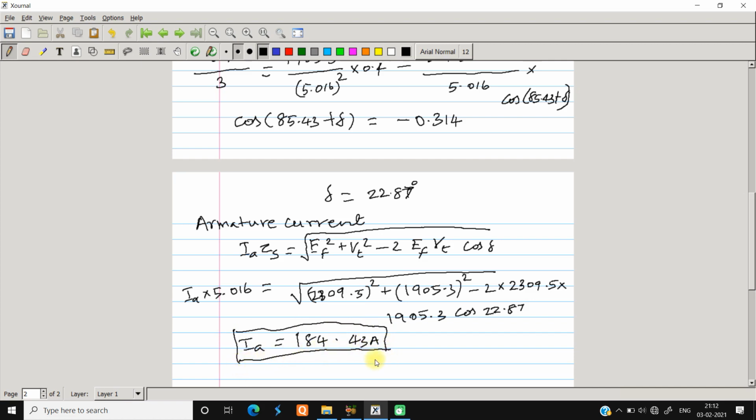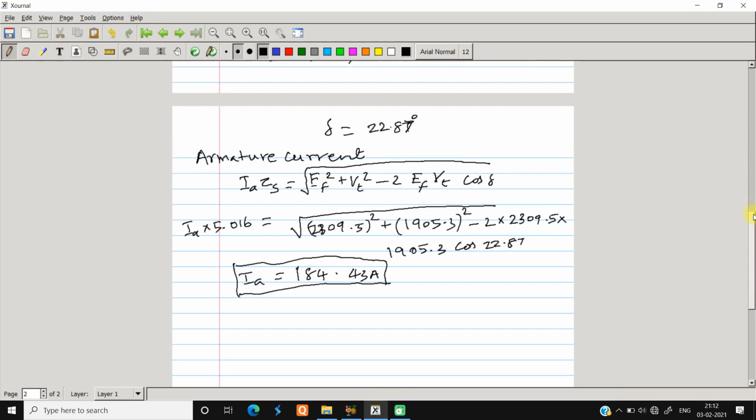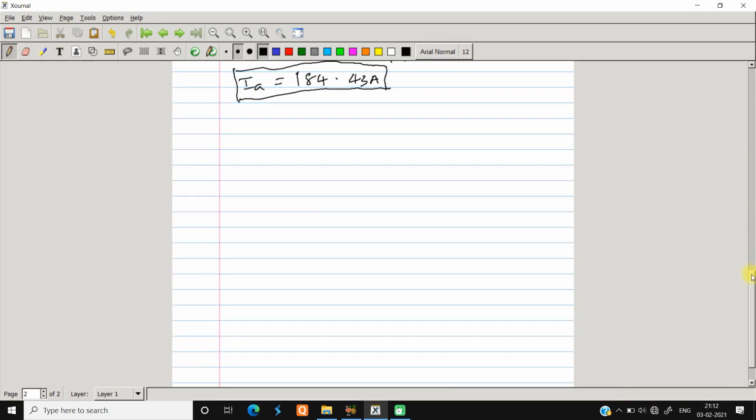That is, it has been asked to find out the armature current and the power factor. We have found out the armature current now. So to find out the power factor, we will use the per phase power equation Vt Ia into cos phi, which is going to be the power value.